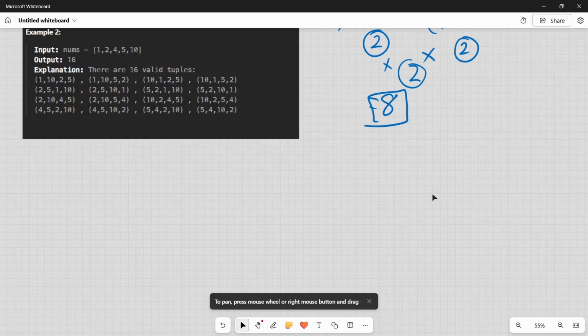Now let's take a look at the second input that is given to us: 1, 2, 4, 5, 10. If we take the numbers 2 and 10, this gives us 20. If we take the other numbers 4 and 5, this also gives us 20. Because these have the same product, these will make up a pair, and that will make up 8 tuples. So 8 combinations.